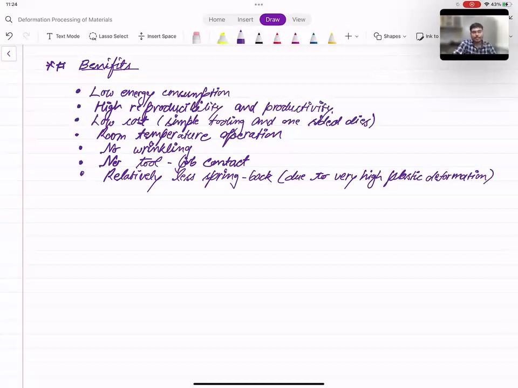And one more benefit is that the tolerances are narrow, meaning we do not need very high tolerances. So we have narrow tolerances. And in this forming process, the surface finish is very good. So improved surface finish. So these were some benefits of the electromagnetic forming process.